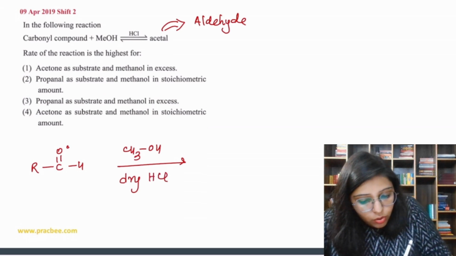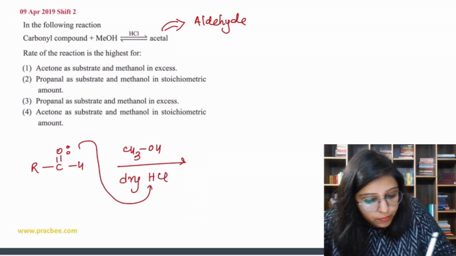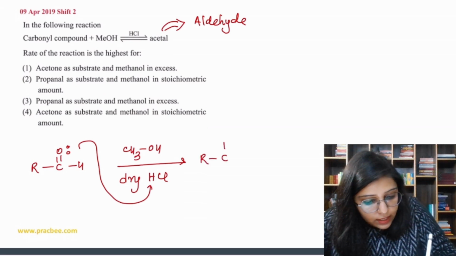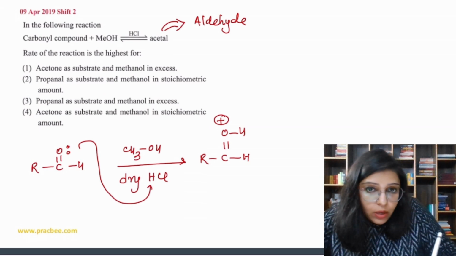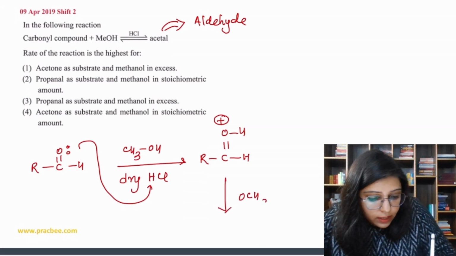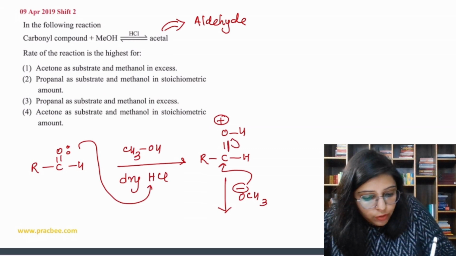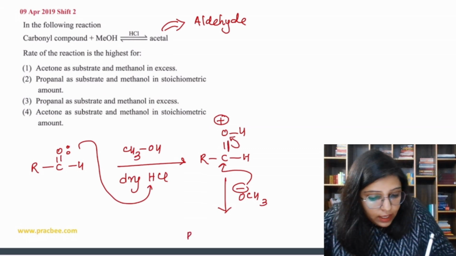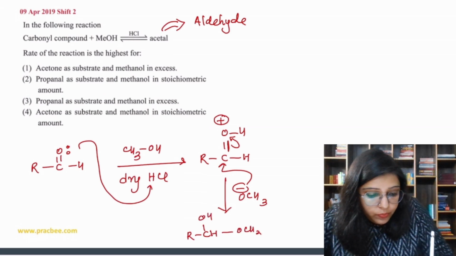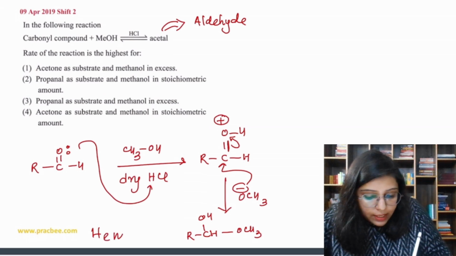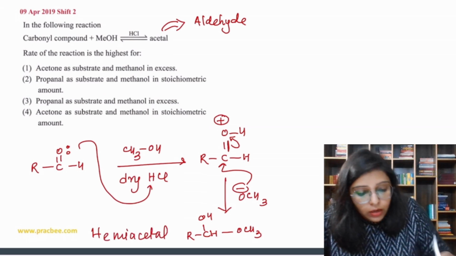With dry HCl, oxygen first takes this H plus. So we have RC double bond OH positive. Now what happens? OCH3 minus attacks on this carbon and the electrons of this bond shift to oxygen. So we get RCOH, here I can write H and OCH3. So this is called hemiacetal. Now what happens?